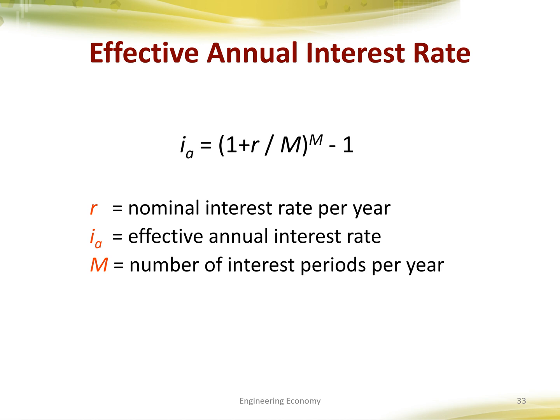So what we can do is take the nominal rate R and divide it by the number of interest periods per year, M. So if we want to compute the interest monthly, then within a year there are 12 months. So R will be divided by 12, raised to the Mth power, and minus 1, and then you will get our effective annual rate.